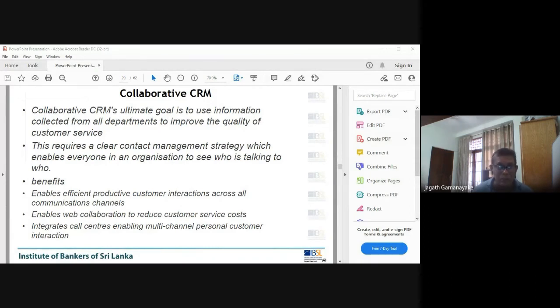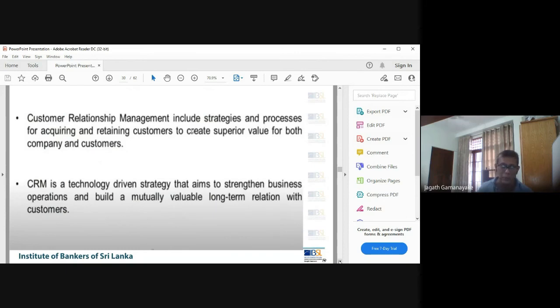You can make use of a lot of things. These are only software packages that we can use to get support. I hope you understood what analytical, collaborative, and operational CRM are, as covered last week. Clear? Right. So with this, we are moving to another important area. Customer relationship management consists of strategies and processes for acquiring and retaining customers to create superior value for both company and customers. CRM is therefore a technologically driven strategy that aims to strengthen business operations and is beneficial to both customer and company.